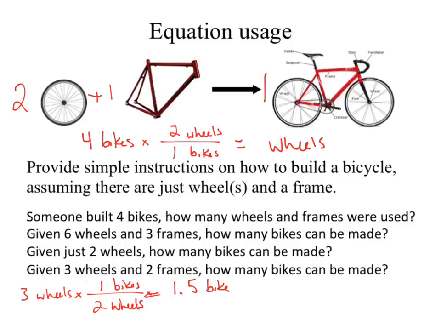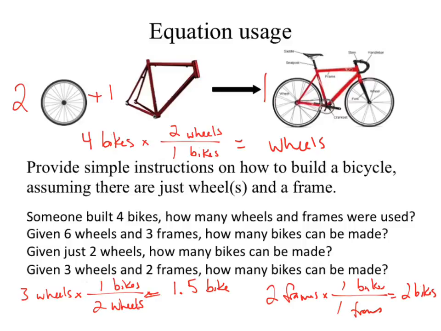And then the other one, I've got 2 frames, 1 bike. Says I can get 2 bikes. How come none of you said 2 bikes? I look at the calculation, it says 2 bikes. I don't have that extra wheel.